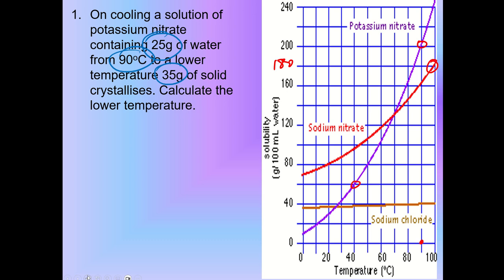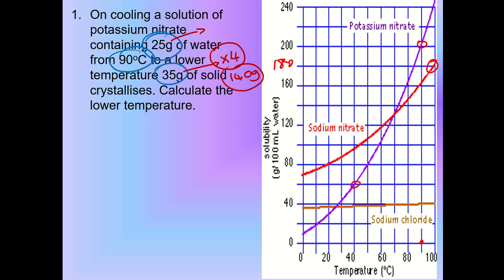So this is again a bit of a variation on the questions that we've been doing so far. So let's have a look. This is 25 grams of water and 35 grams crystallizes out. So the first thing that I would do is adjust this from the 25 grams of water to the 100 grams of water. So if this was 100 grams of water, we would have 35 times 4, 140 grams would crystallize out.